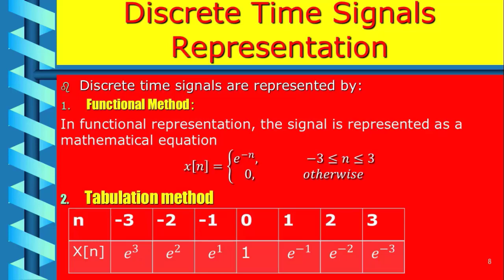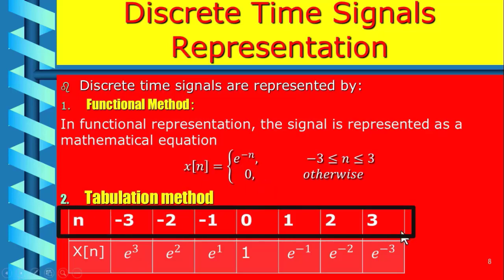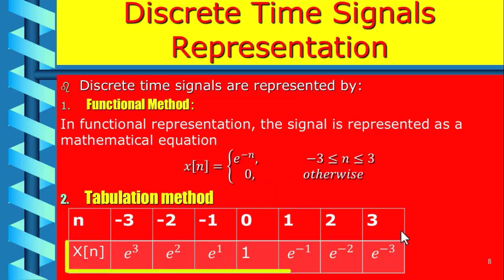The second method of representation is tabular method or tabulation method. In tabular method, 2 rows of a table are used to represent a discrete time signal. In the first row, the independent variable n is used. You can see that here. The independent variable is used in the first row. In the second row, the signal x of n for each value of n is tabulated. So this method of representation is known as tabulation method.